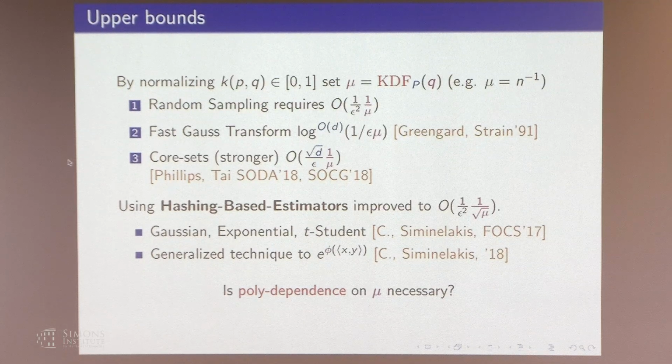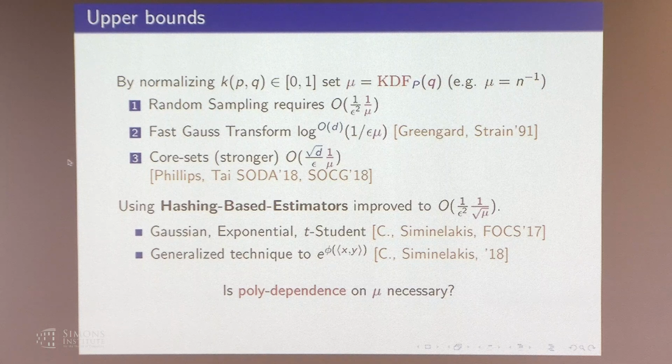And finally, I want to talk about whether we actually do need this polynomial dependence on mu. All of these results are going to have dependence on mu, which is 1 over square root mu. Which means that when mu is really tiny, the query time is very large. Do we actually need this dependence on mu? Could we get something which has a better dependence on mu? And I'll answer this question in the latter half of the talk.